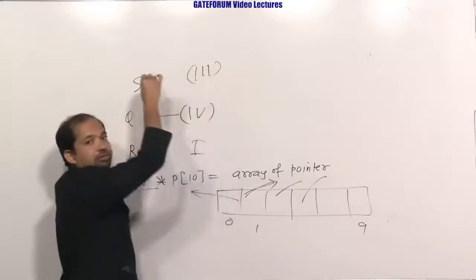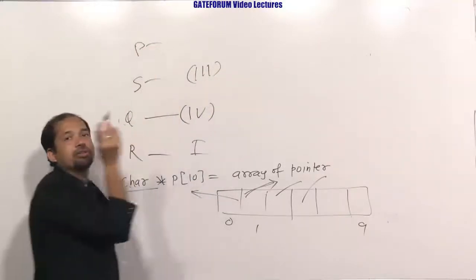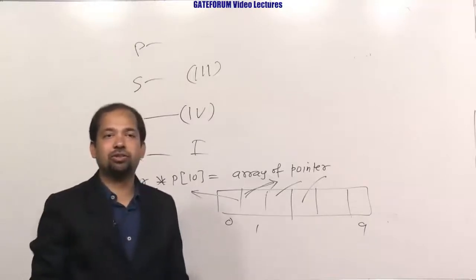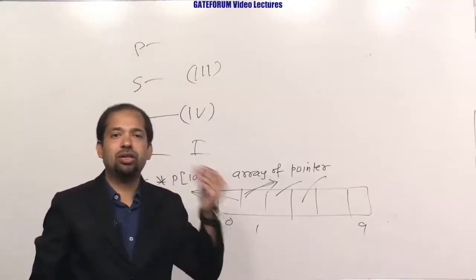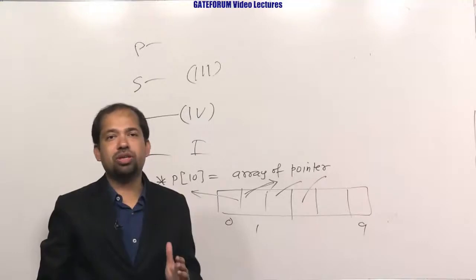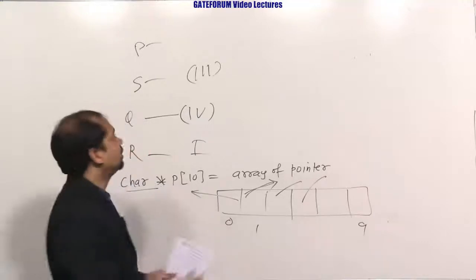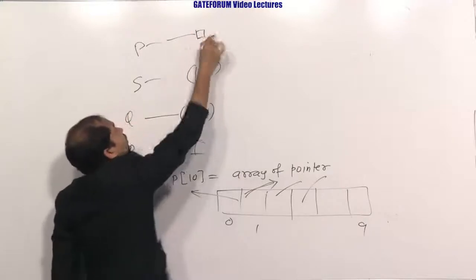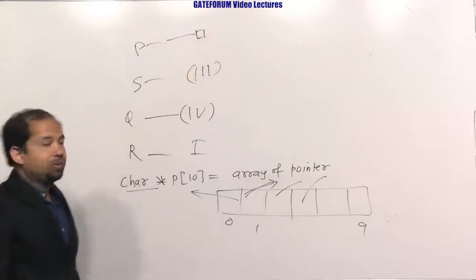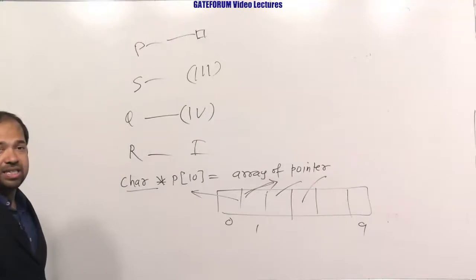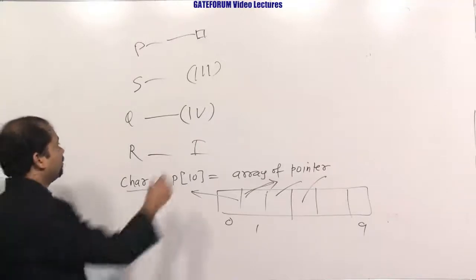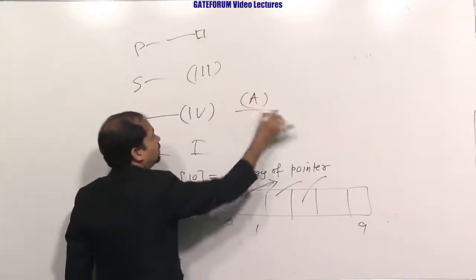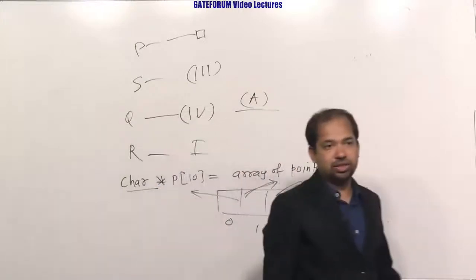So what are we left with? We are left with P and a static character variable. So a static variable is also stored in memory. It is only stored in memory. So it is a variable located in the data section of memory. So it will be 2. So if you see P2, Q4, S3, R1, so the correct option is A, which is the end of the question.